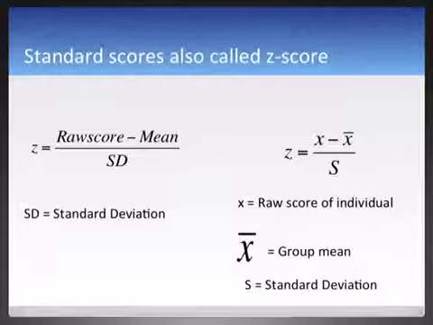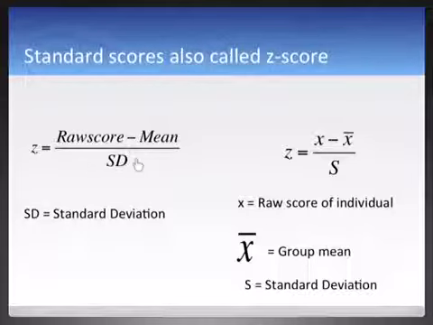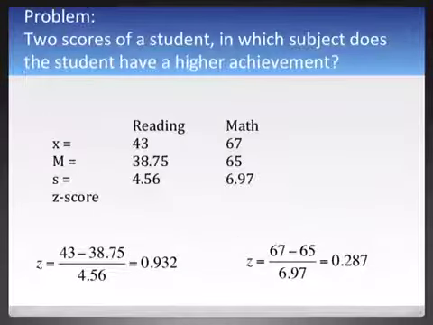The formula to calculate z-scores is here. Z equals the raw score of the individual minus the mean of the group, divided by the standard deviation. Another way to write this is x, which is the score for the individual, minus x bar, which is the mean, divided by s, the standard deviation. So let's say we have an individual with a reading score of 43, that's x, and we know that the average reading score is 38.57, and the standard deviation is 4.56.